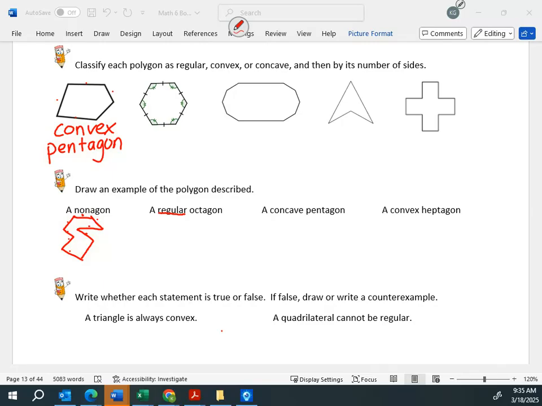The next section says, write whether each statement is true or false. If false, draw or write a counter example. So if it's a true statement, you just write true. If it's a false statement, you need to prove it wrong, either with your words or with your picture.